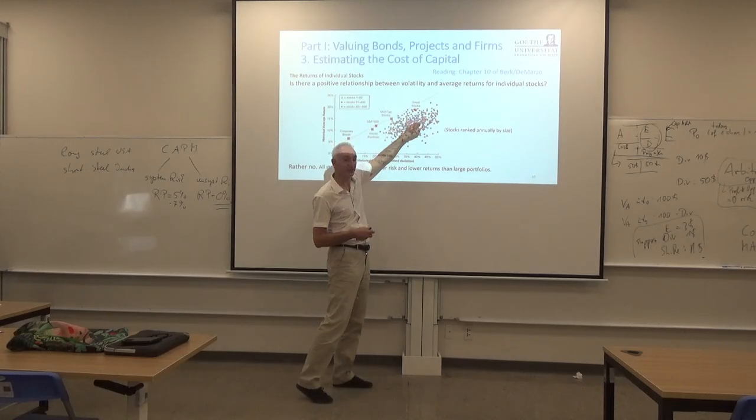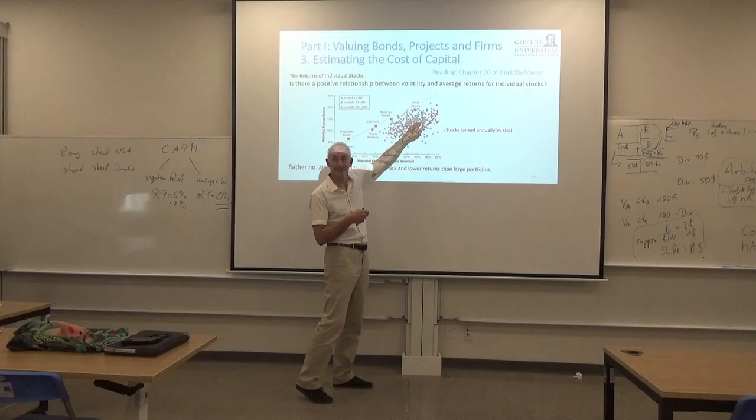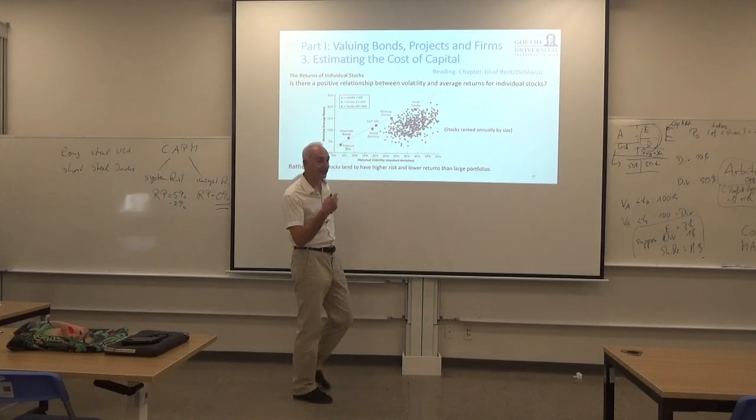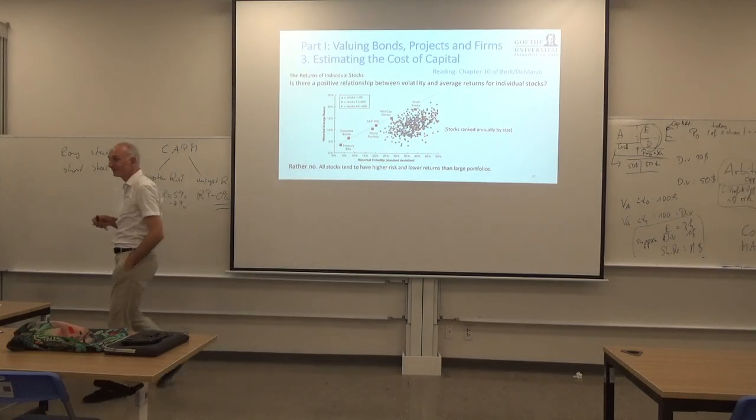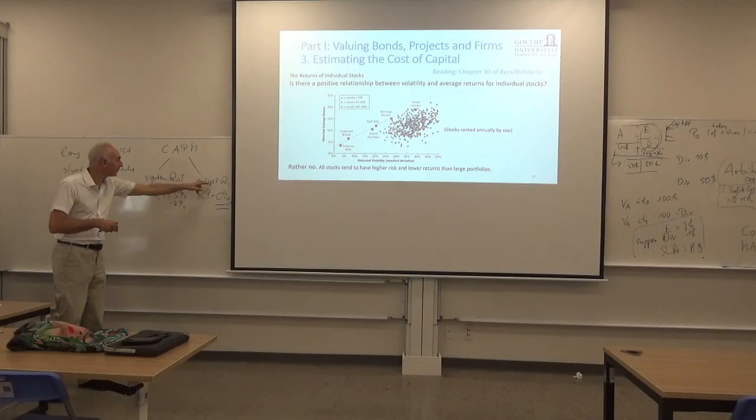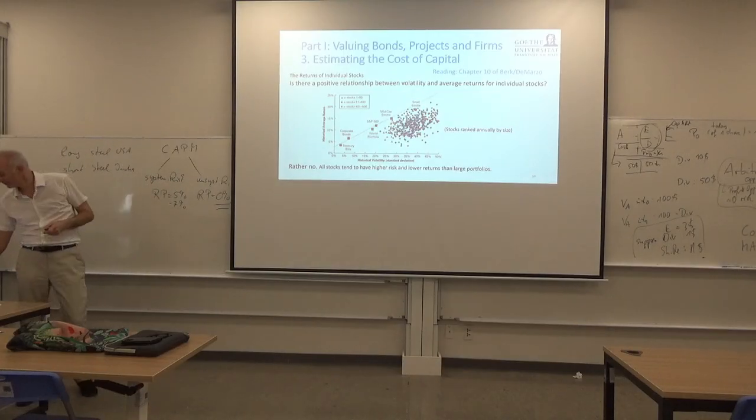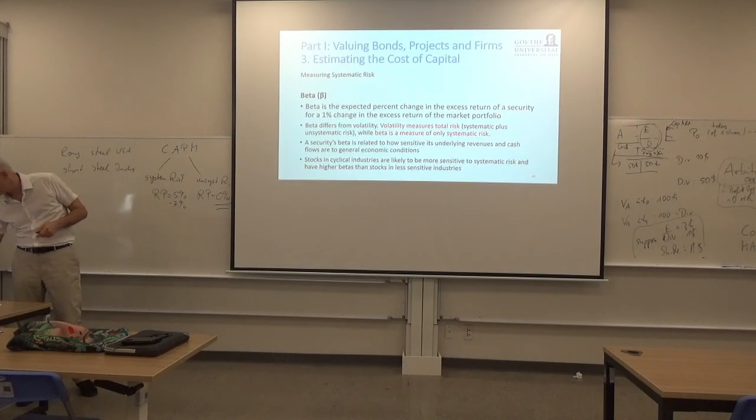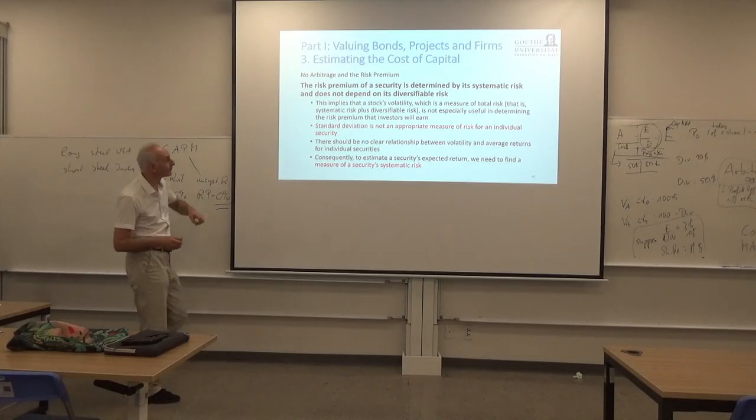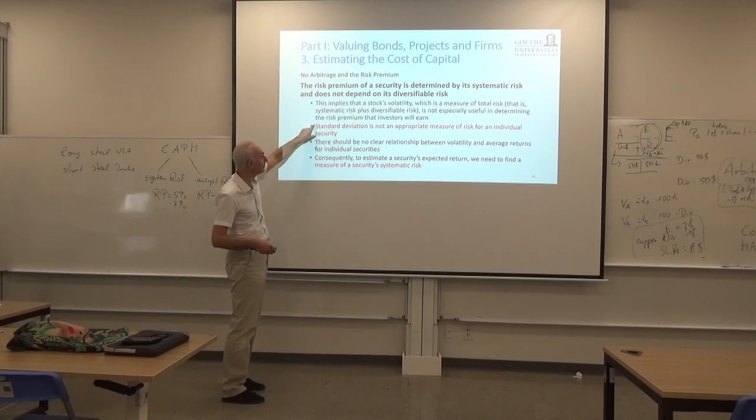And this single dot is way below. So the standard deviation is not a good risk measure, simply because it contains both idiosyncratic and systematic risk. The idea is, the standard deviation is a bad risk measure. We want a measure of systematic risk.